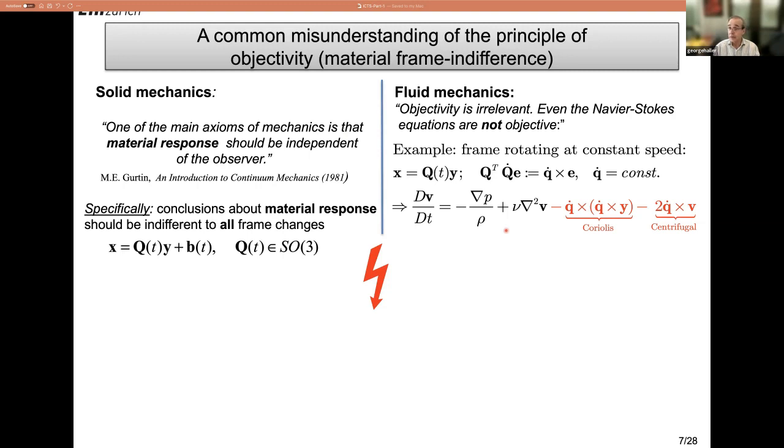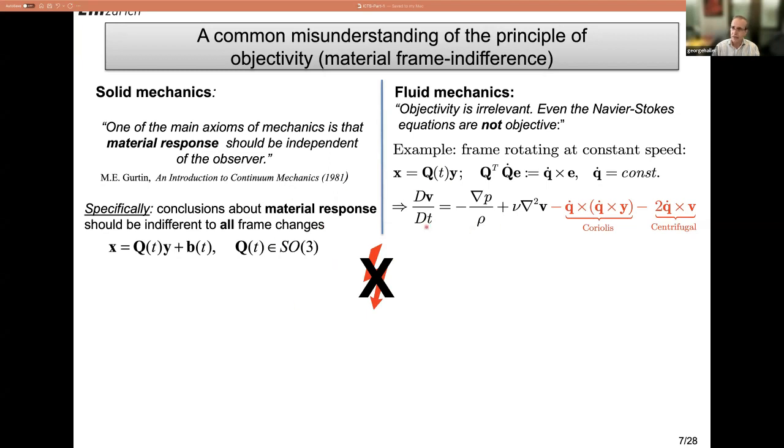If you write Newton's equation of motion for solids too, and you pass to a moving frame, it will change and it will have exactly the same terms added to it. So what? The people in solid mechanics somehow didn't realize this, somehow they overlooked this. So there seems to be a contradiction. Well, there isn't one. This is a misreading of the principle of objectivity.